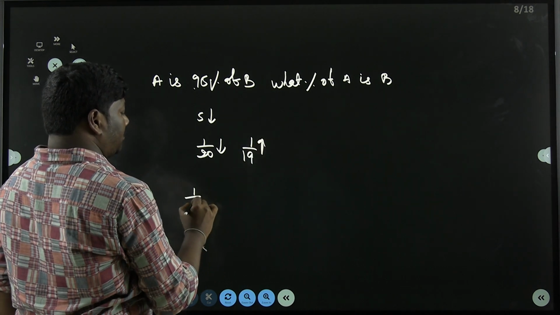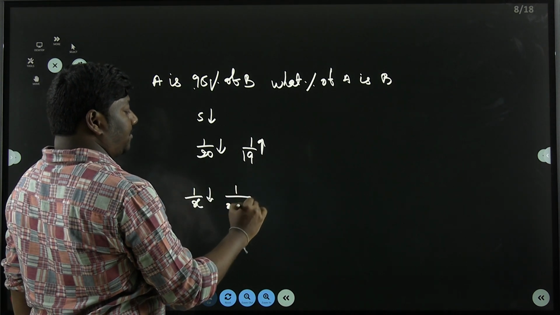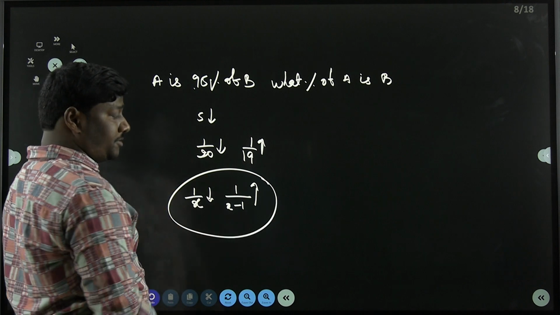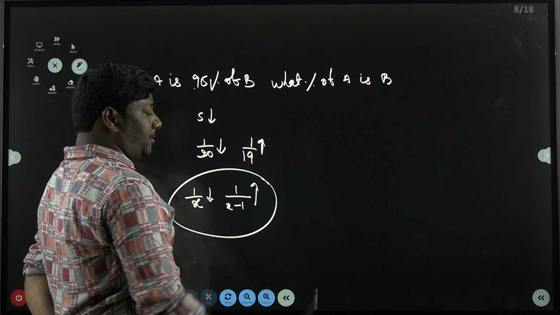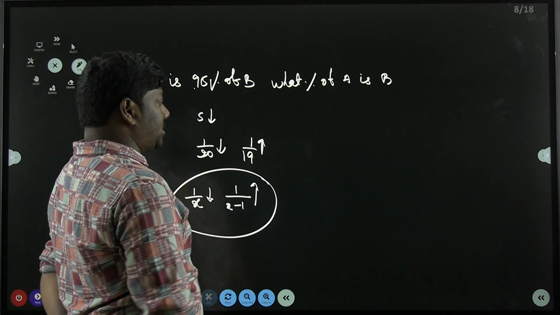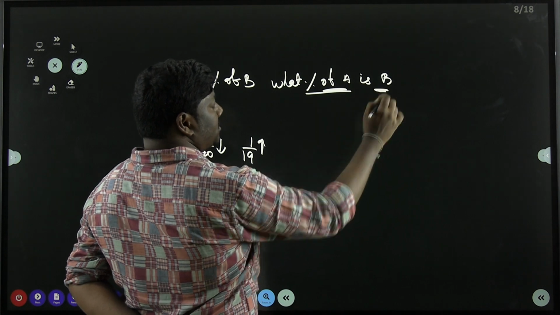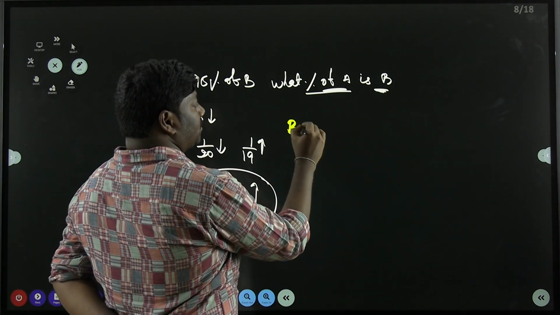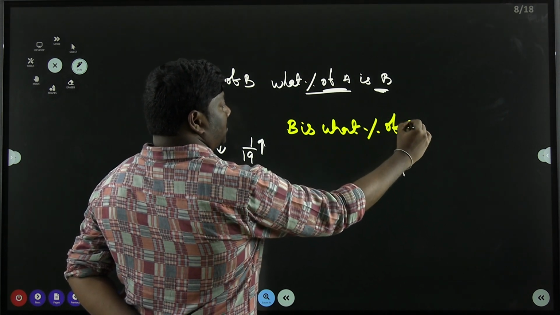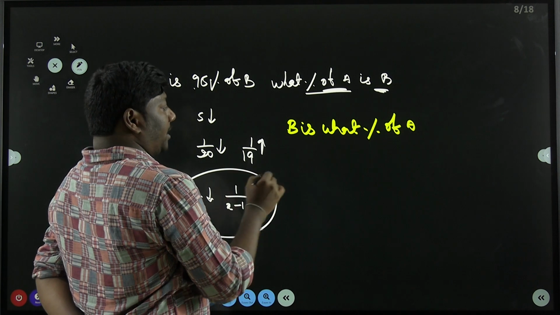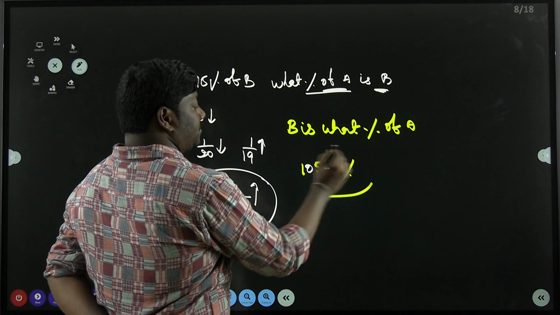So, you can make use of the formula: 1 by x decrease is 1 by (x minus 1) increase, in terms of fractions. So, you can say 1 by 19 is approximately 5.3%. So, 5.3% more. What percent of A is B means B is what percent of A. So, you can say simply how much more it is? 5.3 more. So, you can say 105.3%.